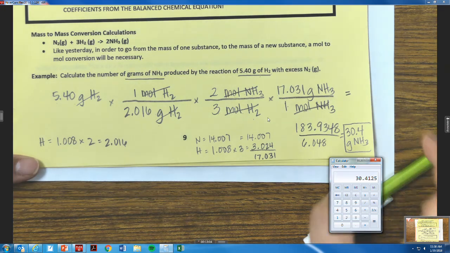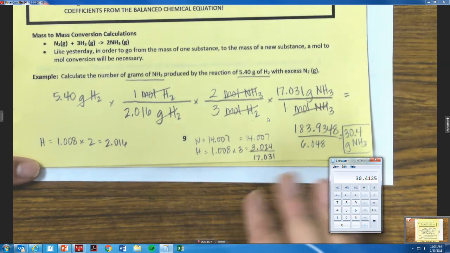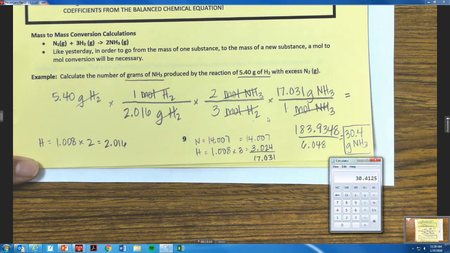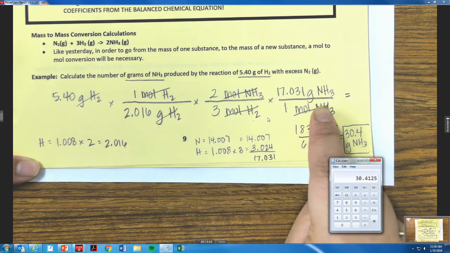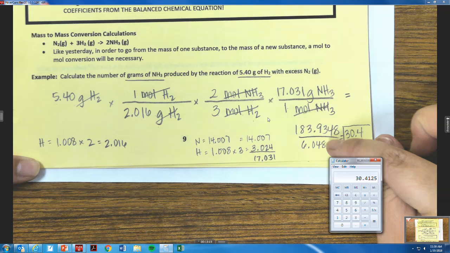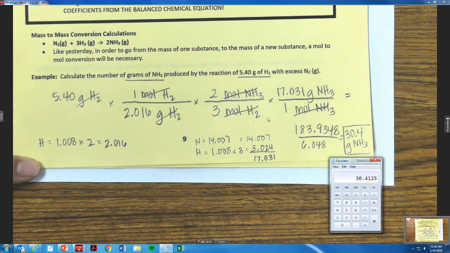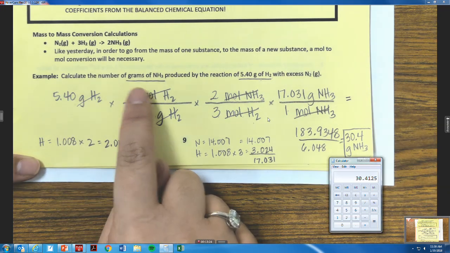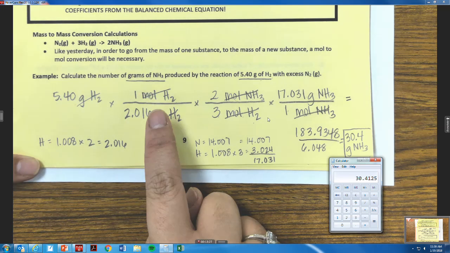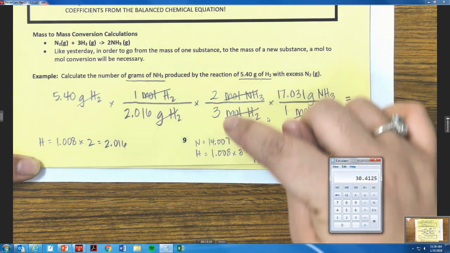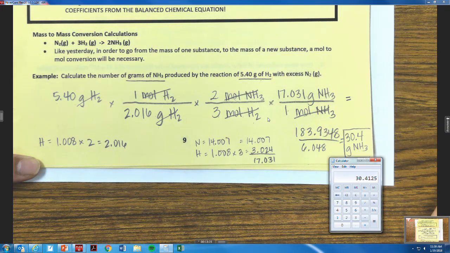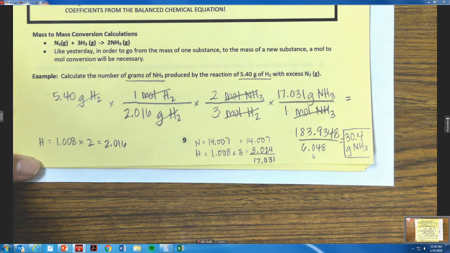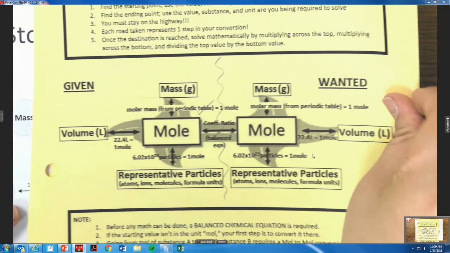There's a number of ways you can do it. As long as you're doing it correctly and end up with the same answer, then there shouldn't be any problem. You can either multiply all of them on top, multiply all of them on bottom, then divide those two numbers, and you should get an answer. Or you can do it the way I did it, one at a time: 5.4 divided by this, multiply by 2, then divide by 3, then multiply by 17.031. You can do it either way. You should still end up with the same answer. So let's go ahead and work on some practice problems then.